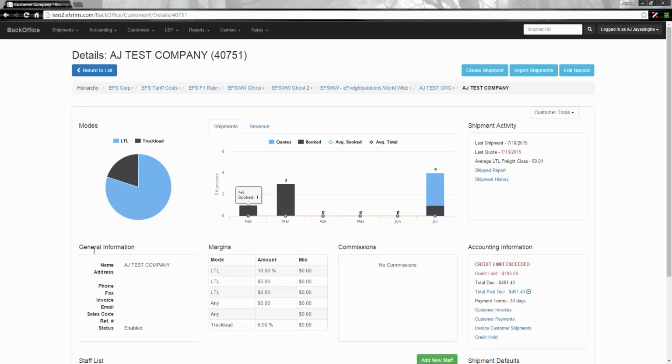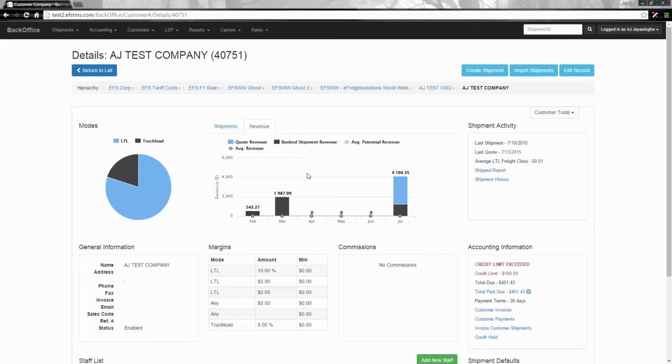Here you can see general information for this customer. You can see margins associated with the customer. You can see there are different modes of transportation that they most commonly use. You can see shipments, quotes, versus booked, and you can even see revenue for this customer.